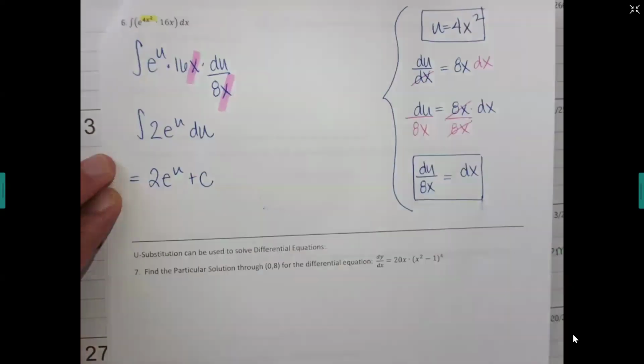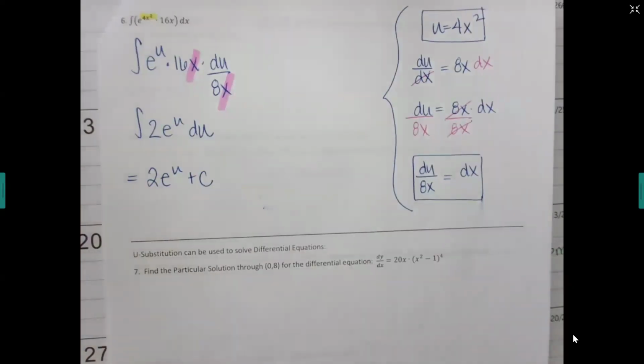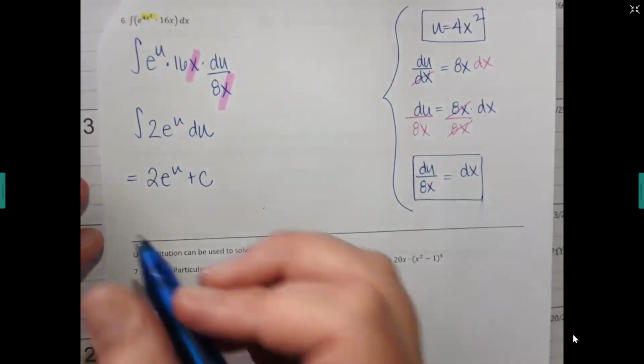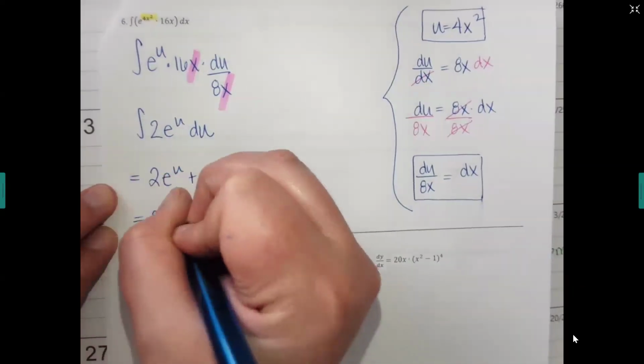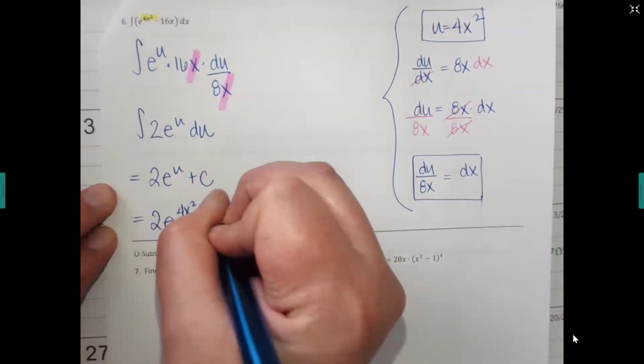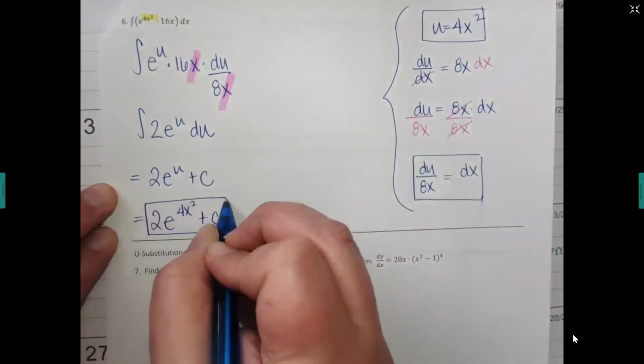Okay, so you should have gotten to here. Okay, remember e to the u is its own antiderivative. Don't forget the plus c. And then we just put our x stuff back in. So it'd be 2e to the 4x squared plus c. Questions on that?